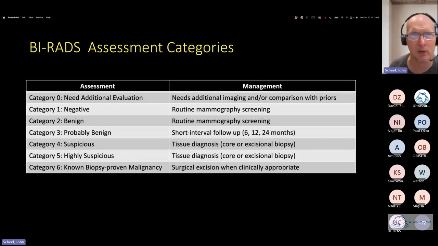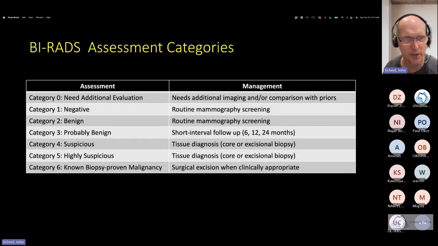So what is a BI-RADS assessment category? These denote a level of suspicion or likelihood of cancer and how to manage it. And I'm going to go through each of these categories in a little bit more detail, but I just wanted you to see them together.